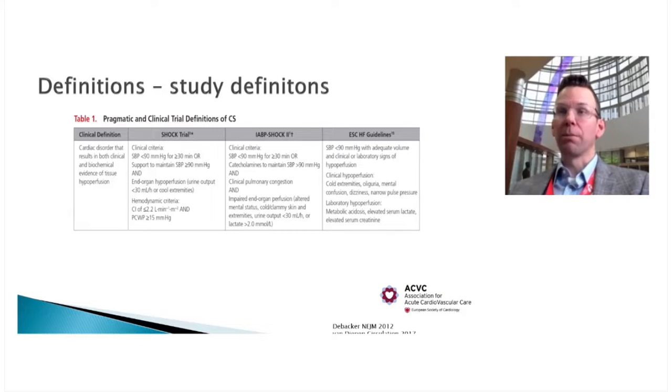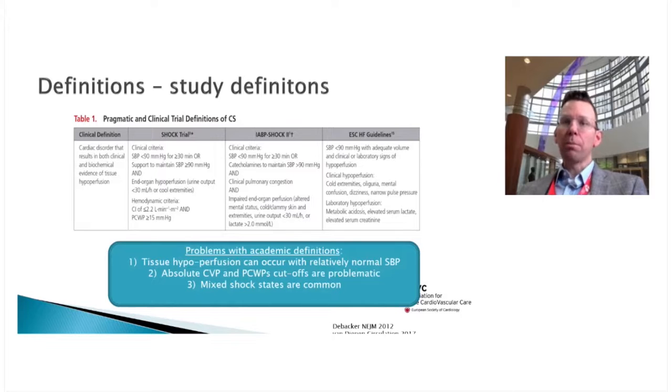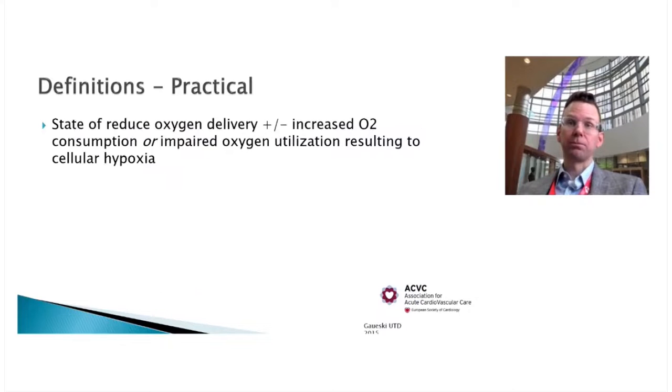They include blood pressure. Now, in all of the trials I've mentioned, these definitions are very important for the internal validity of the trial. But whether it's sepsis or cardiogenic shock, it's a bedside definition that results in biochemical evidence of hypoperfusion. The problem with the academic definitions I've described is that you can have shock with relatively normal blood pressures. Absolute CVPs and wedge pressures are really problematic, and shock states are actually very common.